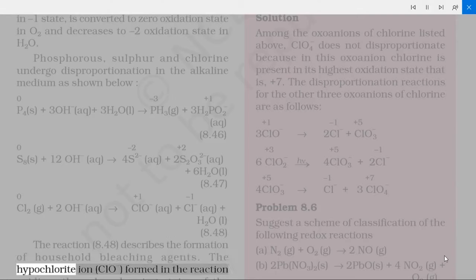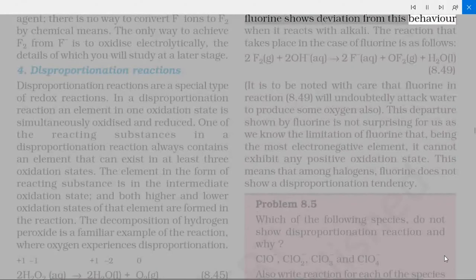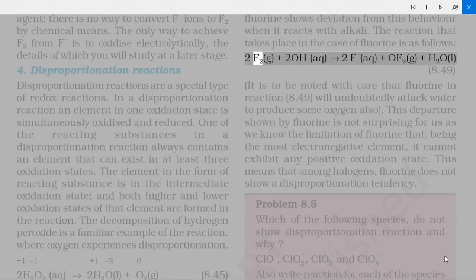The hypochlorite ion, ClO⁻, formed in the reaction oxidizes the color-bearing stains of the substances to colorless compounds. It is of interest to mention here that whereas bromine and iodine follow the same trend as exhibited by chlorine in reaction 8.48, fluorine shows deviation from this behavior when it reacts with alkali. The reaction that takes place in the case of fluorine is as follows: 2F2(g) + 2OH⁻(aq) → 2F⁻(aq) + OF2(g) + H2O(l) (8.49).